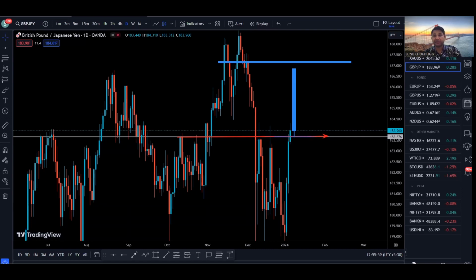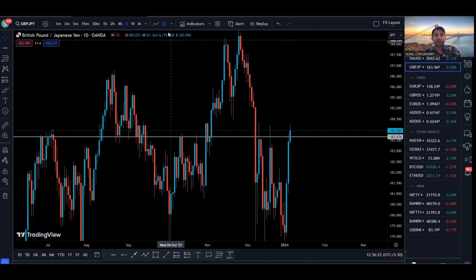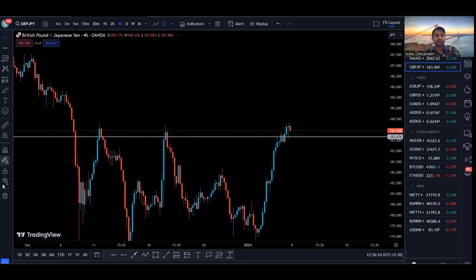If we hold this level, fine. If we break this level, we can see there is also a very high probability to come down, because we have a clean range on the left hand side. This one is going to be the first support, and this one is the next support. If the price closes back below this support, that is something on the daily time frame. Now let's see what is happening on the 4-hour time frame.